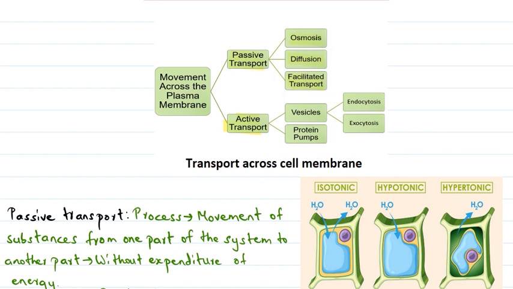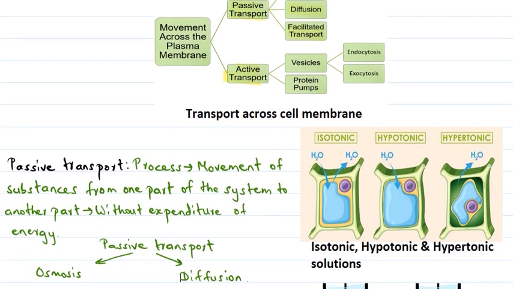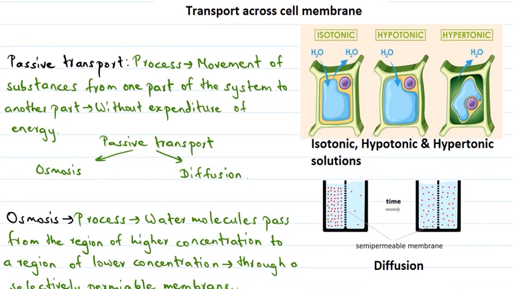Okay, then we saw at first how to define passive transport. Passive transport is a process of movement of substances from one part of the system to another part without the expenditure of any energy. So in passive transport, no energy expenditure is required. Passive transport takes place through two different mechanisms: one is osmosis and the other one is diffusion.